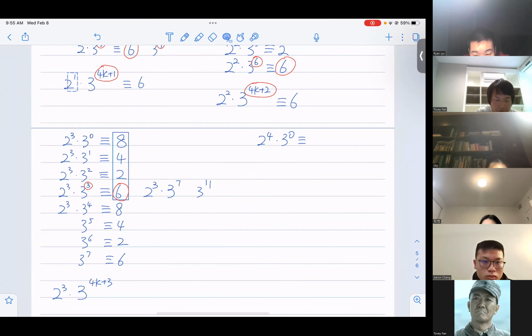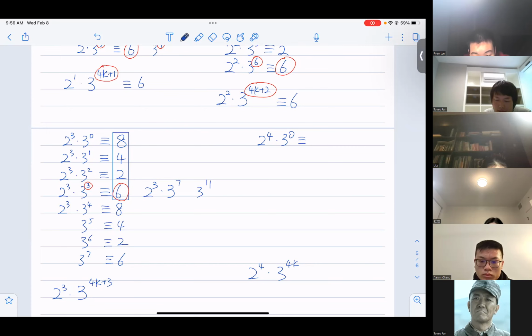You have 1 two, you need 4k plus 1 threes, right? You have 2 twos, you need 4k plus 2 threes. If you have 3 twos, you need 4k plus 3 threes. So if you have 4 twos, then based on this pattern, you should have 4k plus 4 threes, right? And the 4k plus 4 is just a multiple of 4, so you can just write down 4k. You have 4k threes, correct?